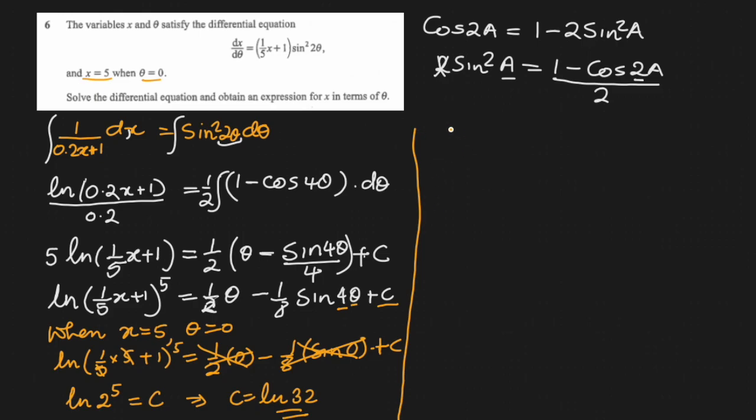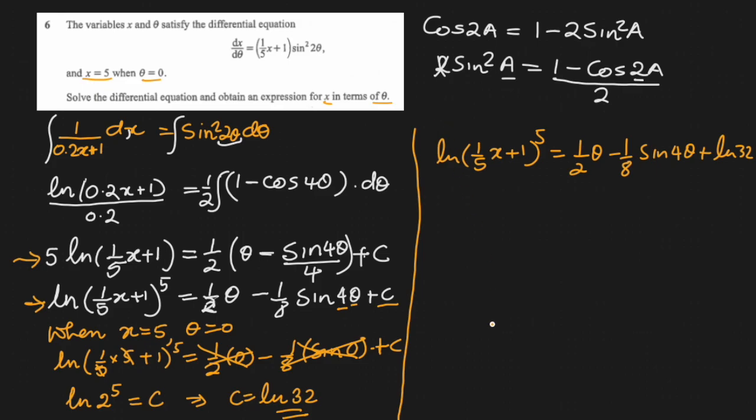What is our final equation now? Solve the differential equation, obtain an expression for x in terms of theta. That's what I need to do. So I'll first write what I got here, rather this one. Okay. So natural log 1 over 5 x plus 1 to the power 5 equal to half theta minus 1 over 8 sine 4 theta, and I just got natural log 32.